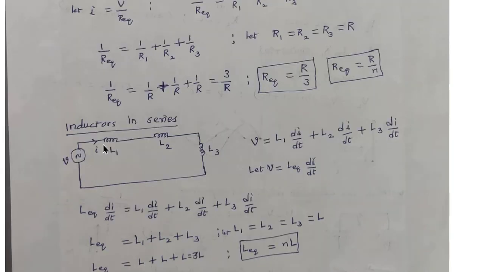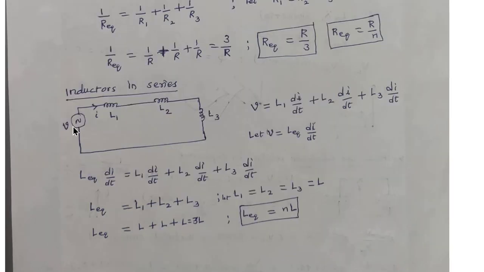Similarly, suppose we have the inductors connected in series like this. So let us say this is the supply AC voltage connected to the three inductors L1, L2, L3 which are connected in series. And the current flows here, that current we call I. And we know for an inductor the voltage across an individual inductor is L into di by dt. Since the same current flows but varies with time, we can write the KVL equation for this, that is V is equal to L1 di by dt plus L2 di by dt plus L3 di by dt.